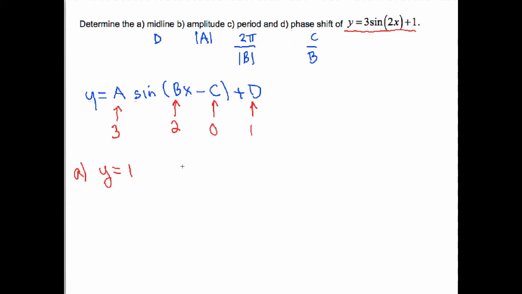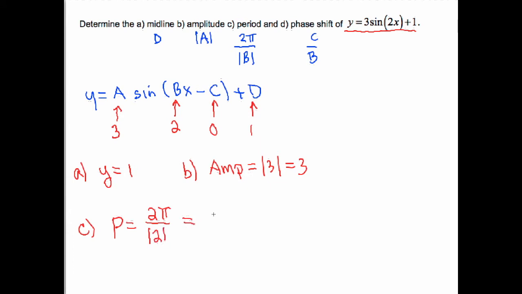For the amplitude, well, the amplitude is going to be found by saying amplitude is the absolute value of a, and that's the absolute value of 3. Well, that's 3. Moving on to the period, we know the period is equal to 2 pi over the absolute value of b, and b is what? b is 2, so it's the absolute value of 2. And that would be 2 pi over 2, excuse me, and the 2's would cancel, and we'd end up with pi.